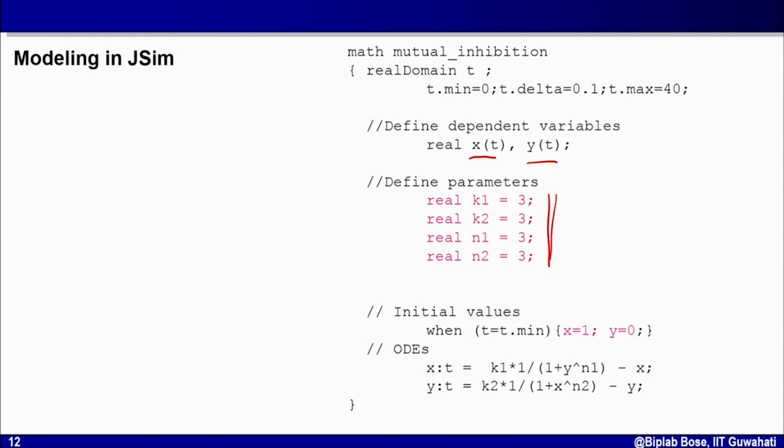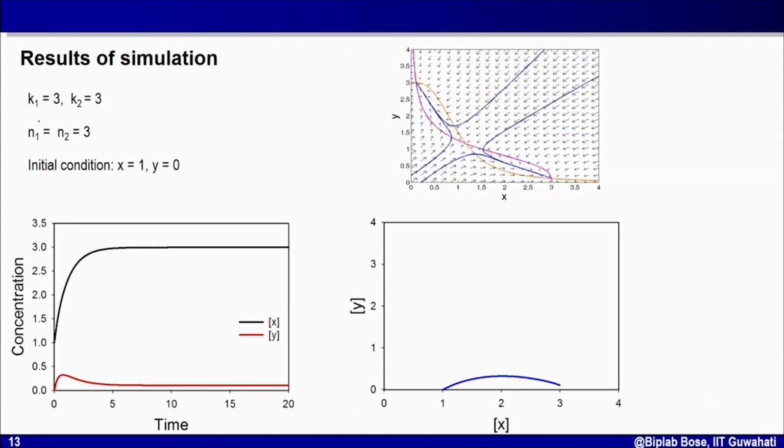I have considered k1, k2 equal to 3, n1, n2 equal to 3, and at t equal to 0, I have x equal to 1 and y equal to 0. So I have considered that the cells I am taking have more x than y at t equal to 0, and these are the ODEs as we have discussed earlier. Now if I do the simulation with k1, k2 equal to 3, n1, n2 equal to 3, and the initial condition x equal to 1, y equal to 0, then if I plot the data after my JSim simulation, I get this curve.